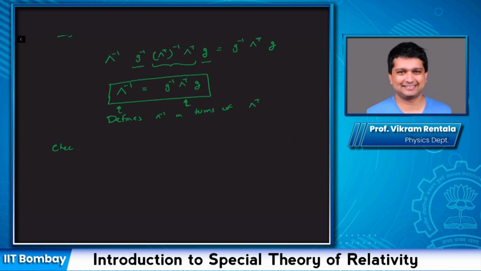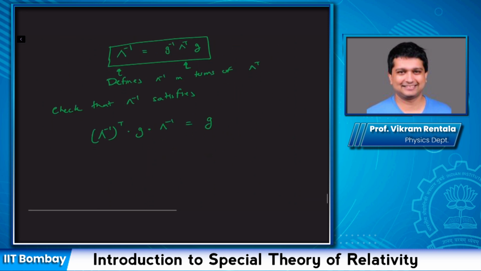Now we want to check that lambda inverse satisfies the property that lambda inverse transpose dot G dot lambda inverse is G. Okay, so let's start with the left hand side of this equation and let's plug in what we found for the expression of lambda inverse. So we have G inverse lambda transpose G, transpose dot G dot G inverse lambda transpose.